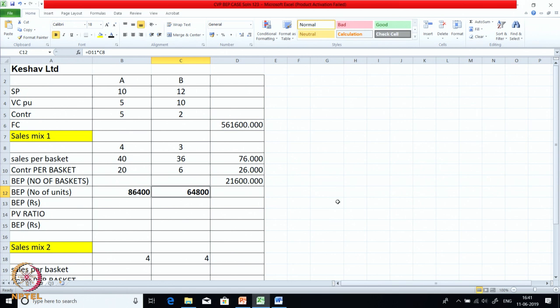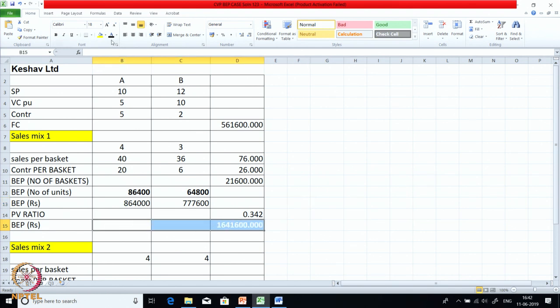How to get BEP in rupees now? One easy way is just multiply, that is 86,400 into 10, so 8,64,000, and 64,800 into 12, which is 777,600. Also compute the PV ratio. As a weighted average, we get 0.342.